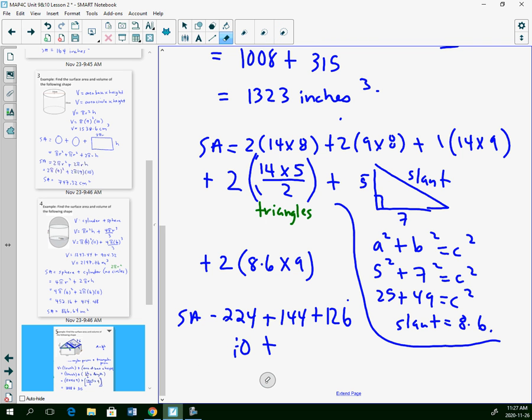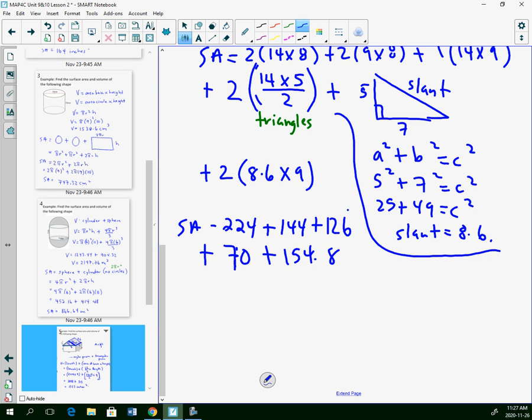This to be a plus. And then we have the two rectangles, so 9 times 8.6 times 2 is 154.8. And so total surface area, if I add that all up, is 718.8 inches squared.